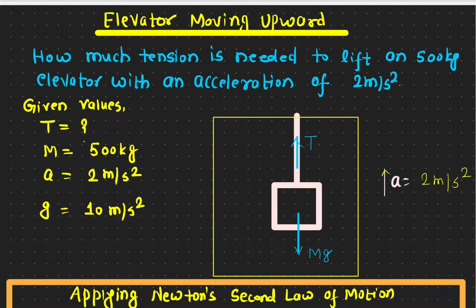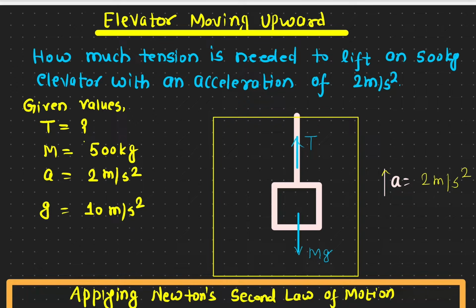In this video, we're going to find out how much tension is required in a rope that is moving upward with an acceleration. So here we have a 500 kilogram mass that is supported by this rope here, and this system is in an elevator, and the elevator is moving upward with an acceleration of 2 meter per second square.